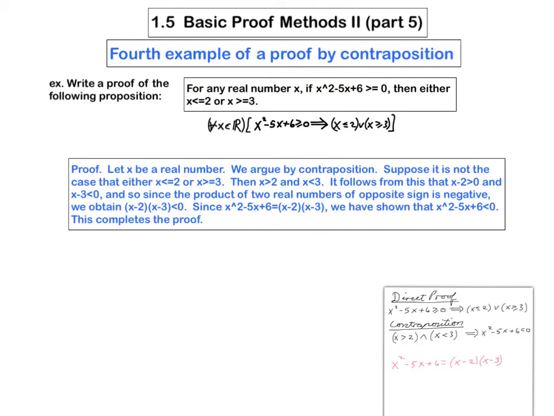So now, look at the overall structure of what I've done. There are 3 points to observe. I began by selecting a real number x. Once I said that I was going to argue by contraposition, I then said, suppose the negation of this is true. So that's what I did here. And at the end of the proof, I don't mention anything about x squared minus 5x plus 6 being negative until the very end. I say, we have shown that x squared minus 5x plus 6 is negative. I don't mention it until I know it to be true, until I've proven that it's true.